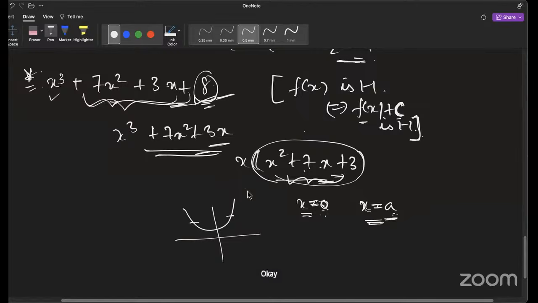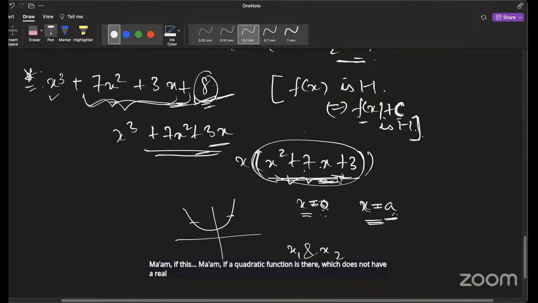You are obviously going to get 2 points, x1 and x2, where this expression in the brackets is going to be the same, because it's a quadratic function, right? Ma'am, if a quadratic function does not have real roots, can we say that it is a 1-1 function? A quadratic function is never a 1-1 function.